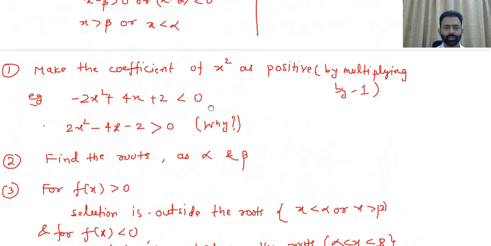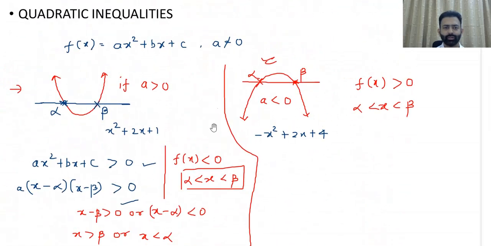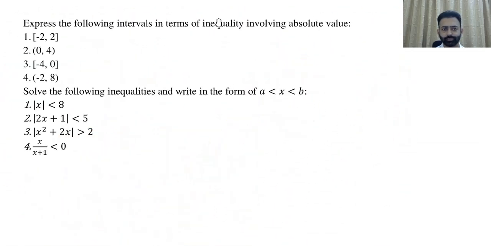Now let us solve a couple of questions based on what we have learned in today's lecture. Expressing the following intervals in terms of inequality involving absolute value. This we have learned. First one is already done. Let us take the second one. We need to represent this like this: mod of x minus a is less than b. This is the inequality which the question is asking about. We need to find the values of a and b.